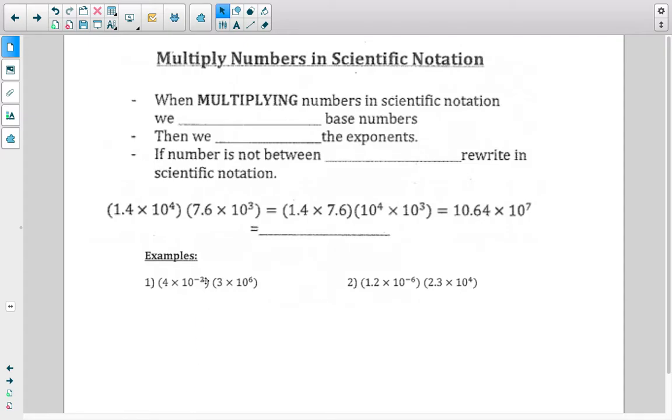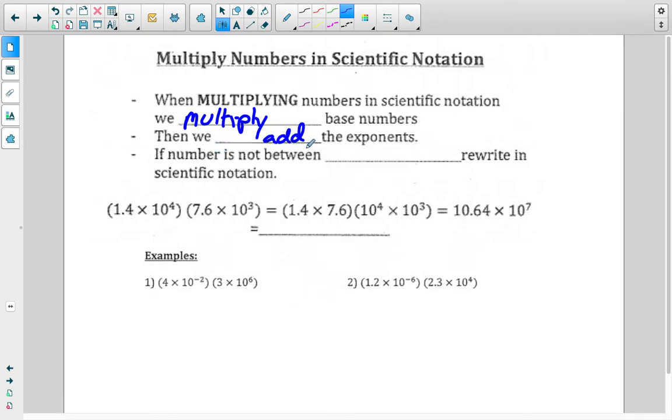All right, let's try some operations with scientific notation. So first of all, let's try multiplication with numbers in scientific notation. When multiplying numbers in scientific notation, we'll multiply the base numbers together. Then we'll add the exponents together.